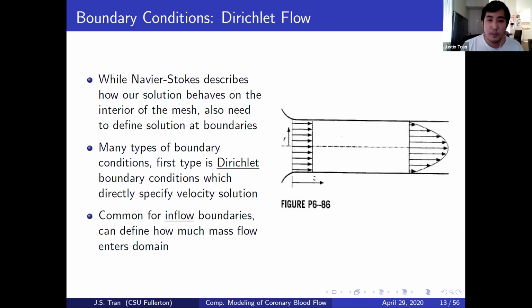Okay? So these kinds of boundary conditions are very common for inflows, because then we can easily define how much mass enters our domain.